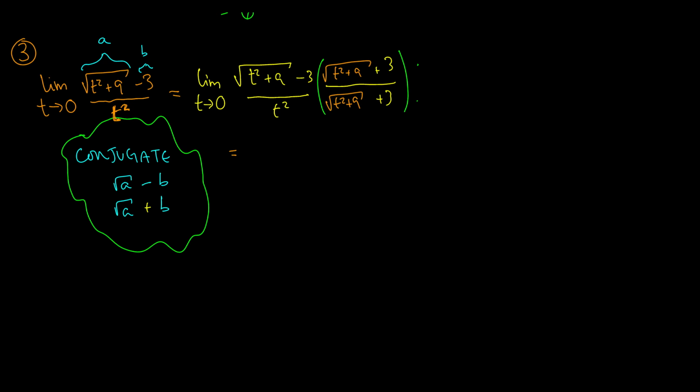Okay, so we're going to multiply these out. This is the limit as t goes to 0. Well, if we multiply the square roots, then the square root's going to come off, so we get t squared plus 9. And because it's of this form, we know that we're going to get minus 3 times the root of t squared plus 9, plus 3 times the root of t squared plus 9, so those will cancel, and then we'll get plus 3 times negative 3, which is minus 9.